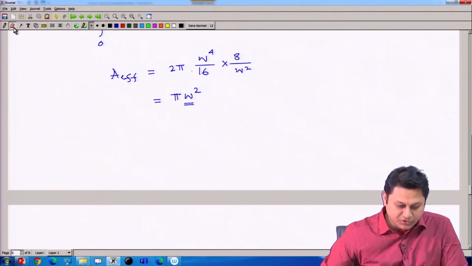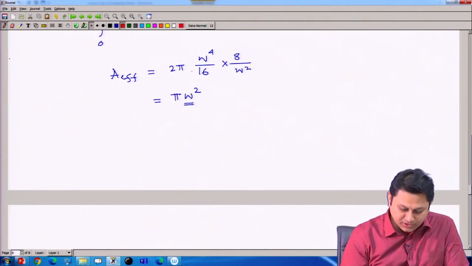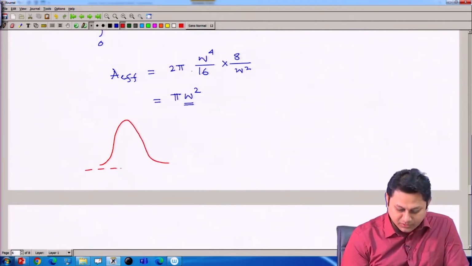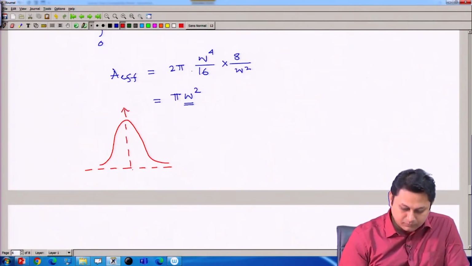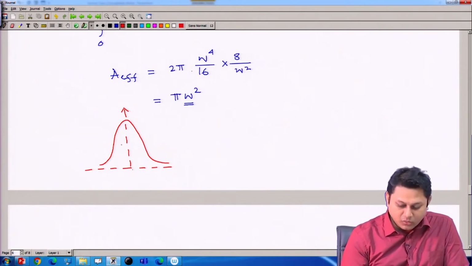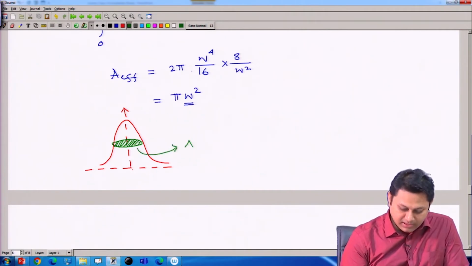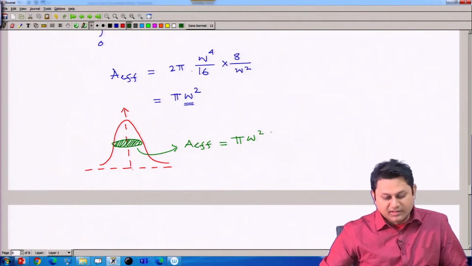If the field distribution is a Gaussian distribution like this, if it is approximated as a Gaussian distribution, then if I know the spot size, I can calculate the effective area very quickly. So, this is the effective area of this corresponding field. We just drew this in the last class. So, this is basically the A effective, which is simply pi multiplied by the spot size square.